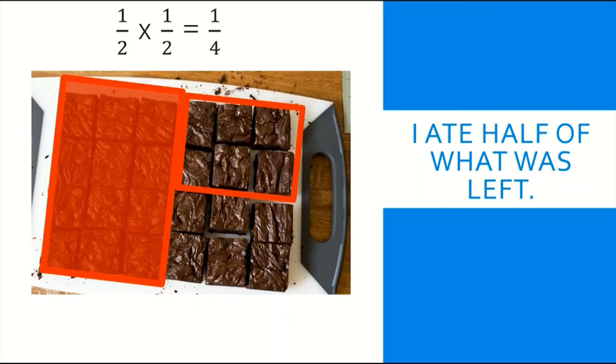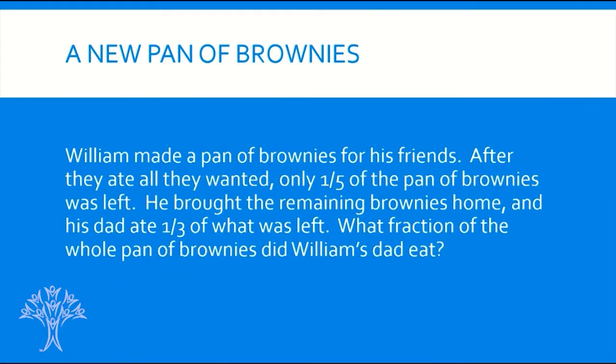You may have written something like this: 1/2 times 1/2 equals 1/4. Let's imagine a new pan of brownies. Here's a story to think about. William made a new pan of brownies for his friends. After they ate all they wanted, only 1/5 of the pan of brownies was left.